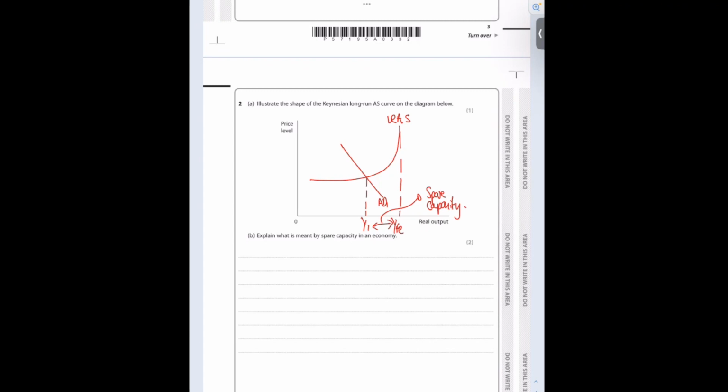Alternatively, you could say that spare capacity is when the level of output in the economy is below the full employment output.